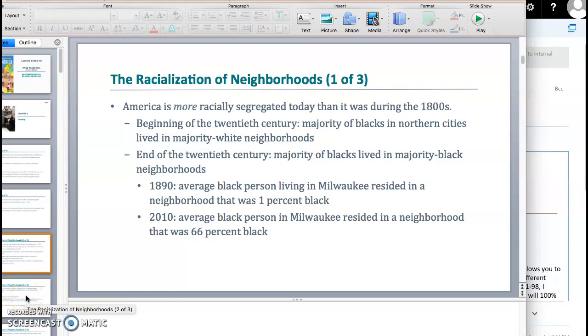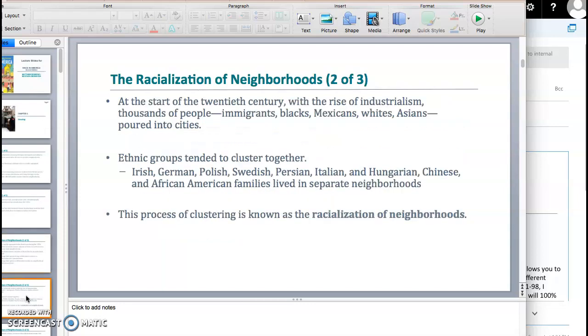I'm not going over all the slides, but what I want you to think about is that America is more racially segregated today than it was in the 1800s. While you're reading, take into account that this is 2021, and in the 1800s there was less of a racial divide than there is in 2021. Okay.